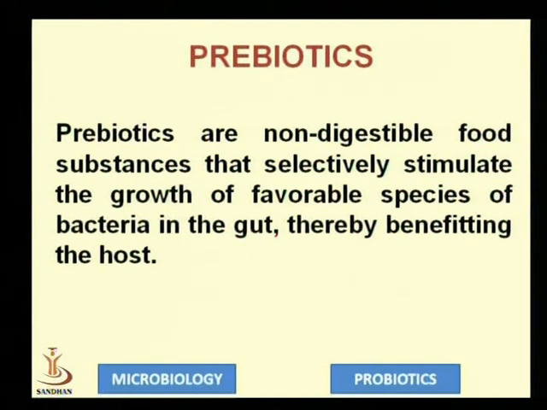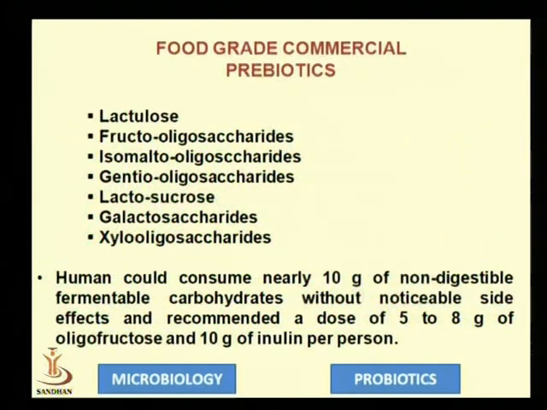If you look at the commercially available prebiotics, the important ones are lactulose, fructooligosaccharides, isomalto-oligosaccharide, gentio-oligosaccharide, lactosucrose, galactooligosaccharides, and xylo-oligosaccharides. These prebiotics can be consumed at about 10 gram per day without any side effect. Among these, the most popular is inulin, which is permitted at 10 gram per person per day, while fructooligosaccharides at a dose of 5 to 8 gram can be permitted.